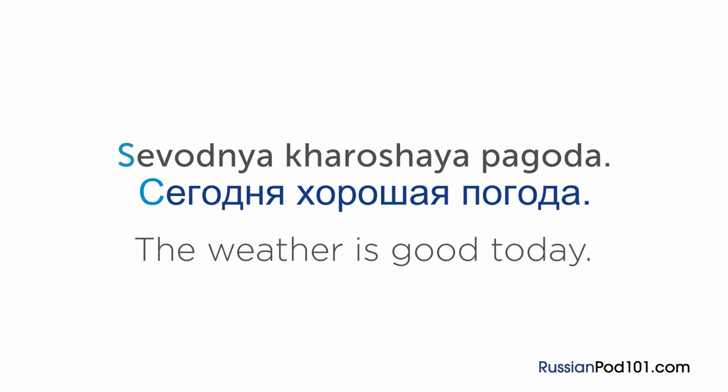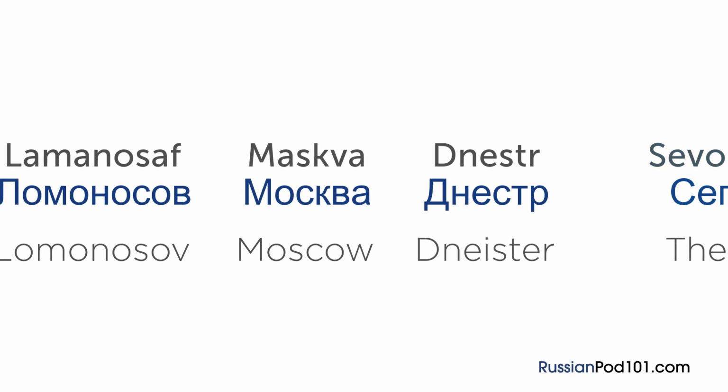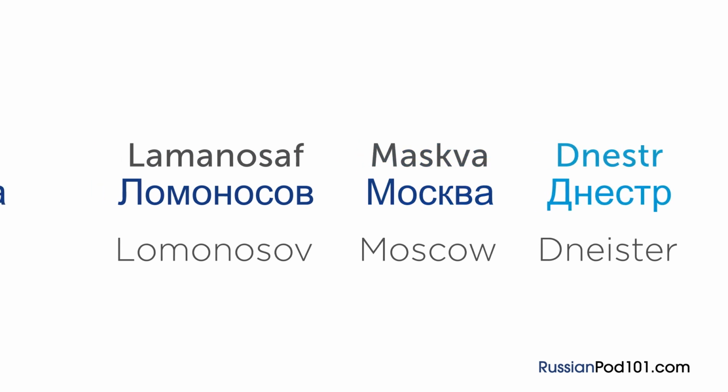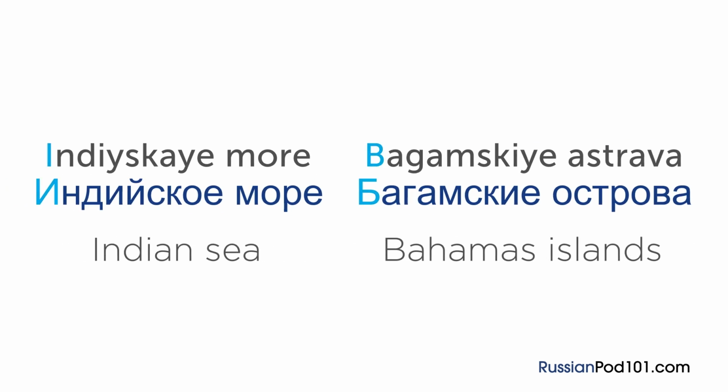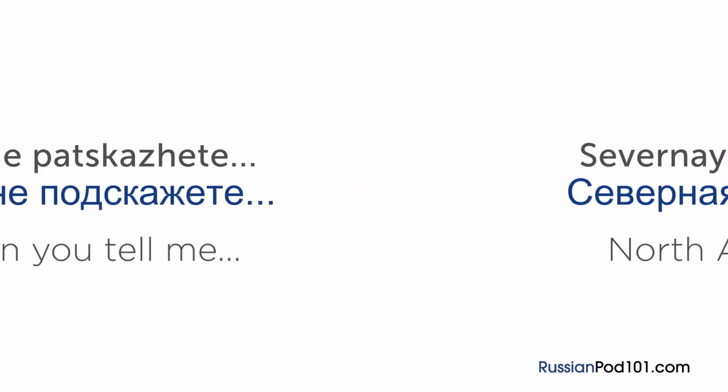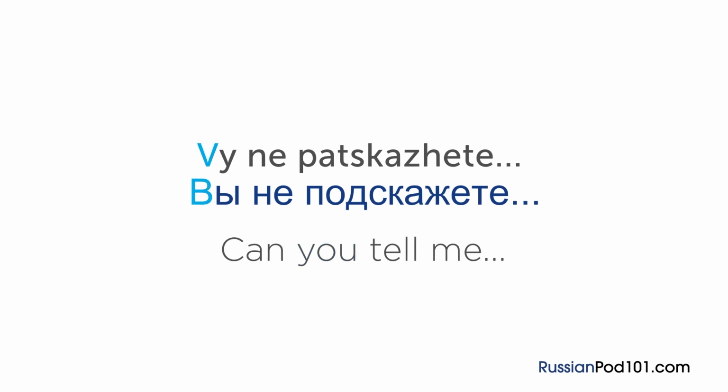Every sentence begins with a capital letter in Russian. Сегодня хорошая погода. Proper nouns also begin with a capital letter. Ломоносов, Москва, Днестр. Proper names are also capitalized, but only on the first letter. Индийское море, Багамские острова. If all words in a proper name are proper nouns themselves, then they'll all be capitalized. Северная Америка.